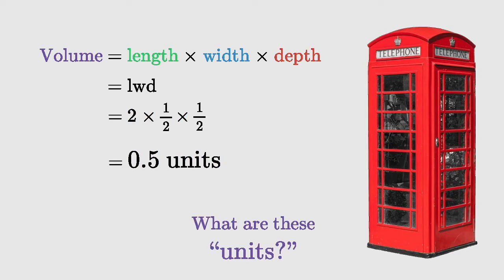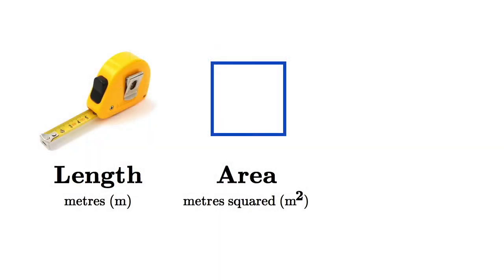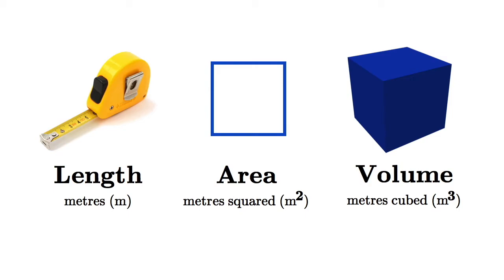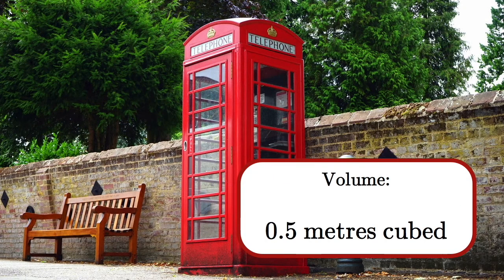What are the units we're meant to write down? The measurements we used were in meters. An area, such as the area of a square, is usually given in meters squared. When you're working out the volume of a 3D shape, such as a cube, the standard units of measurement are meters cubed. Therefore, we can comfortably say that the volume of this phone box is half a meter cubed or 0.5 meters cubed.